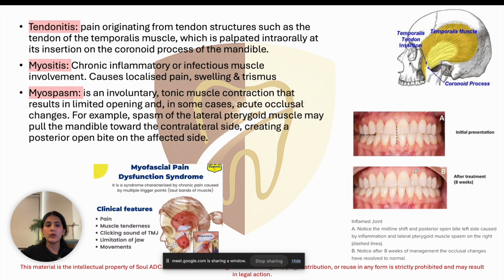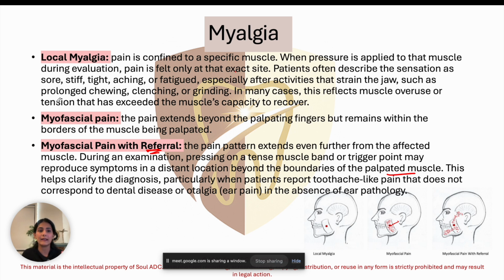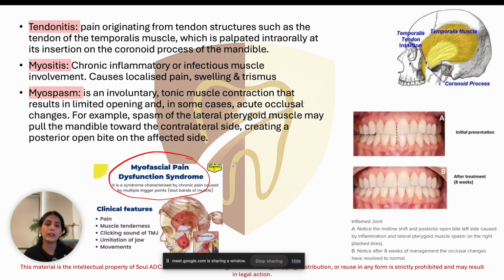Now let's go on to one more thing, that is myofascial pain dysfunction syndrome. The difference between myofascial pain dysfunction syndrome and these 2 is that we have one trigger point, however in MPDS there are multiple trigger points. When you touch, the patient might have pain in different areas, not in a single muscle, but in different muscles. So there is pain, muscle tenderness, clicking sound of the TMJ, limitation of jaw movement, all these issues can happen.